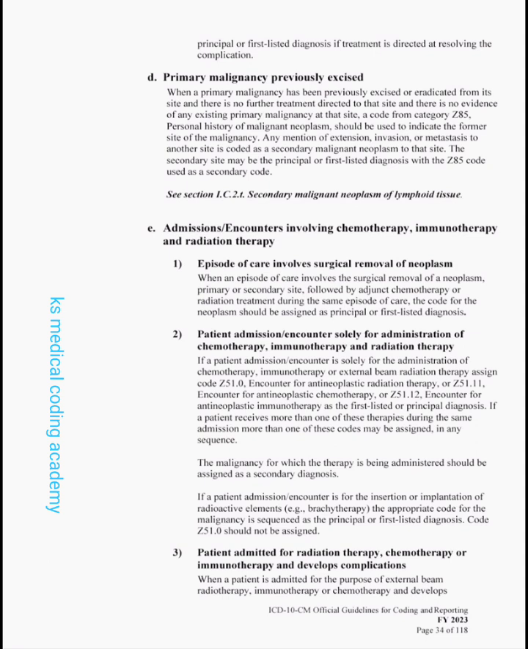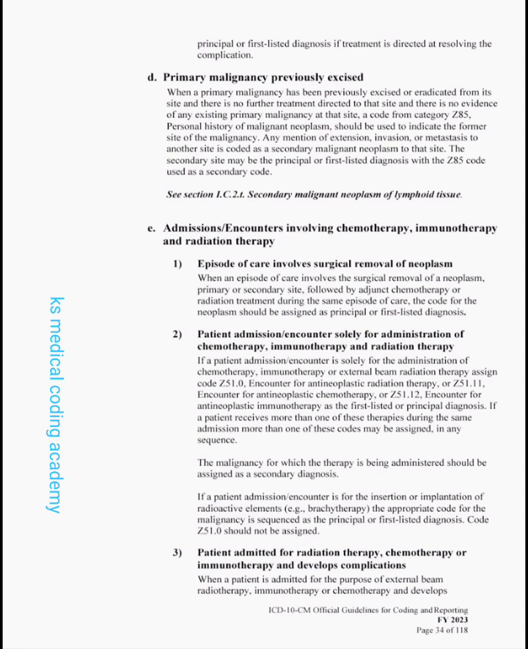Any mention of extension, invasion, or metastasis to another site is coded as a secondary malignant neoplasm to that site. The secondary site may be the principal or first listed diagnosis with the Z85 code used as a secondary code. See section I.C.2.t, secondary malignant neoplasm of lymphoid tissue.